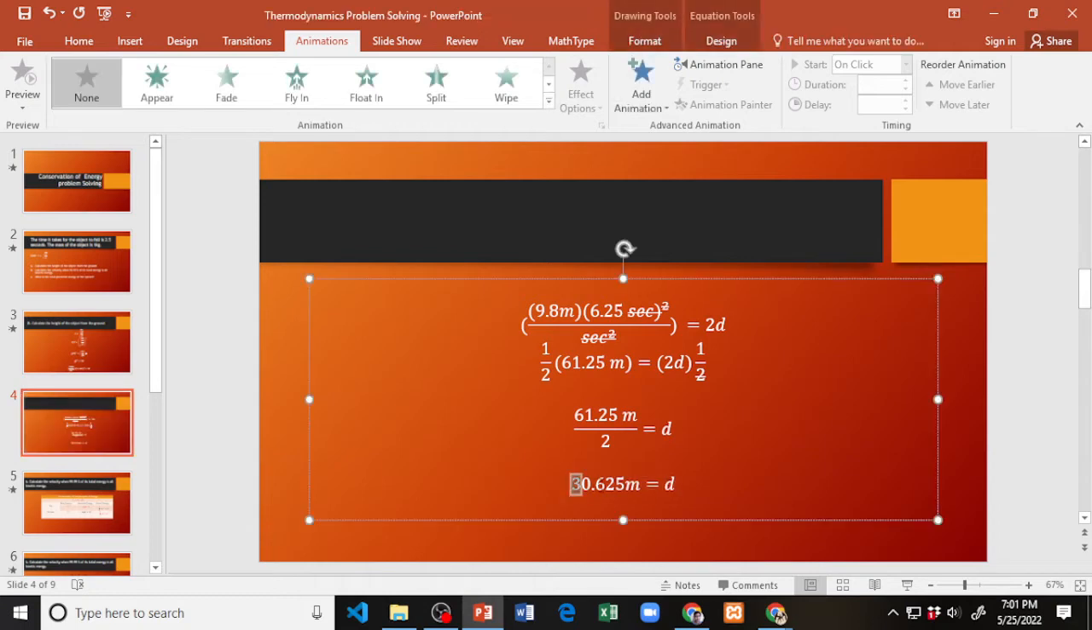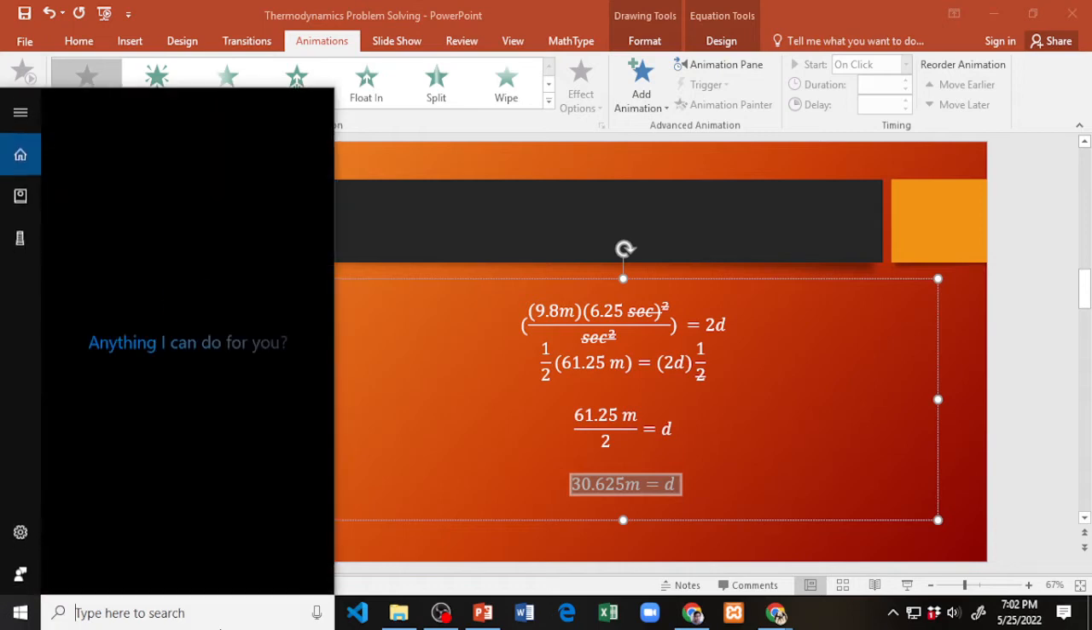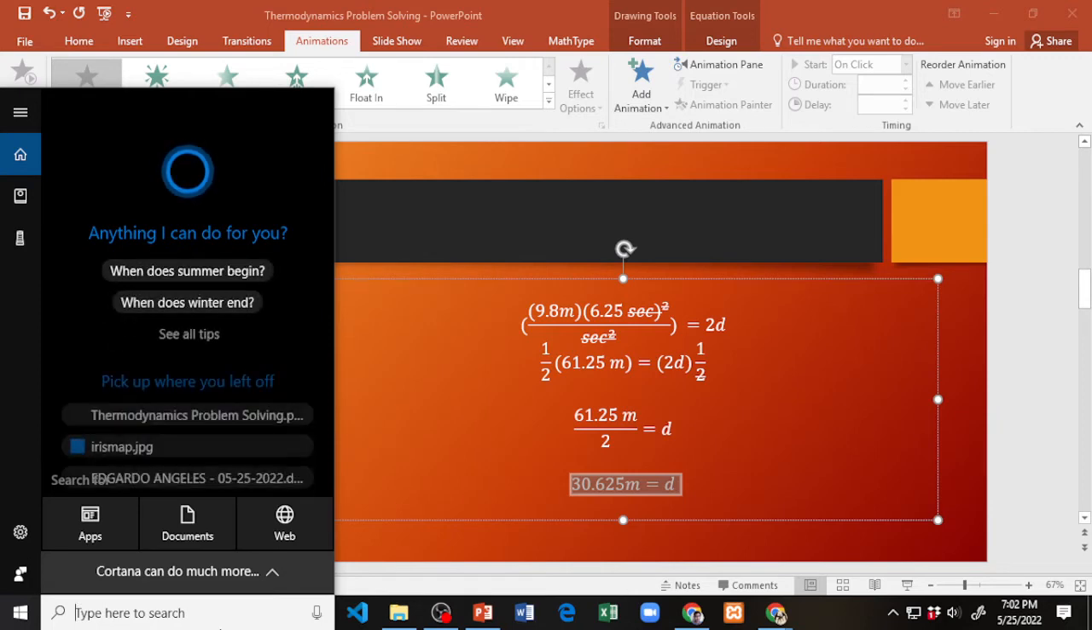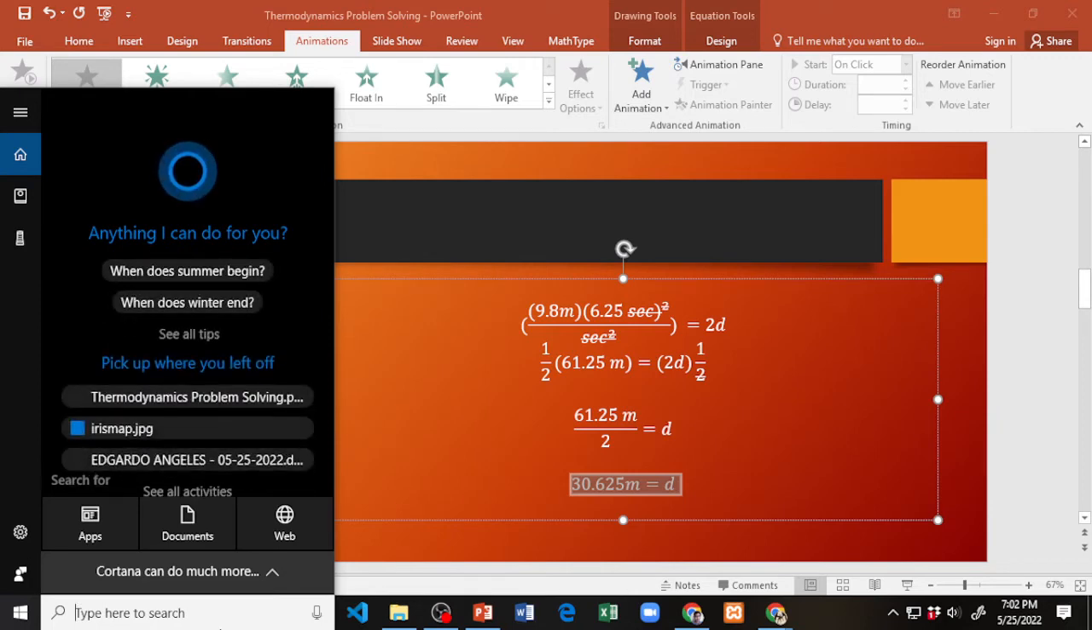So that's 30.625 meters. And I asked them to write it in two decimal places only. So this will become 30.63 meters. So if you do not have the unit, then you're wrong. Okay? Because what is 30.625? I do not know what that is. Okay. Yes, in physics, you should know what you're trying to measure, what you're trying to solve for.